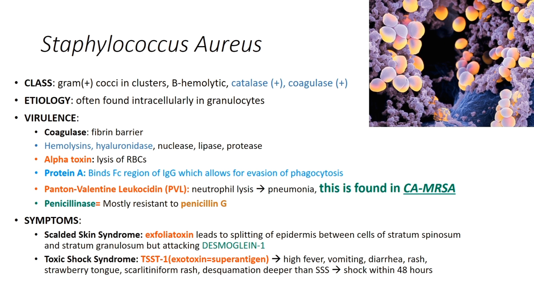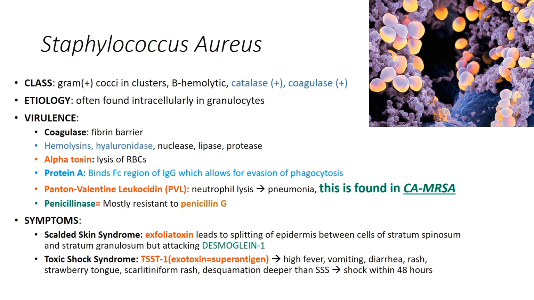Toxic shock syndrome toxin, TSST-1, is an exotoxin, a superantigen. This is something you definitely need to know as well because it presents very similar to our scarlet fever, because it can have strawberry tongue, it has a scarlatiniform rash, right? It can also have vomiting, diarrhea, high fever, and then you'll have some desquamation sometimes with this. It usually progresses into shock.